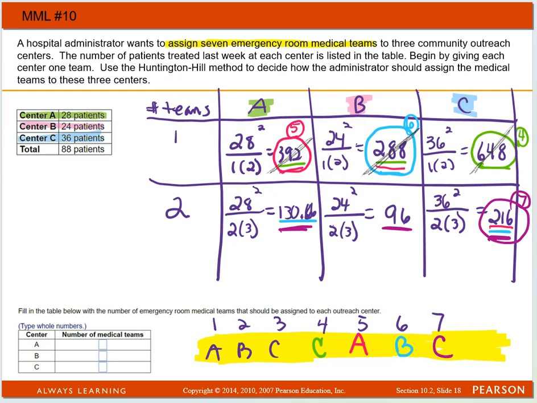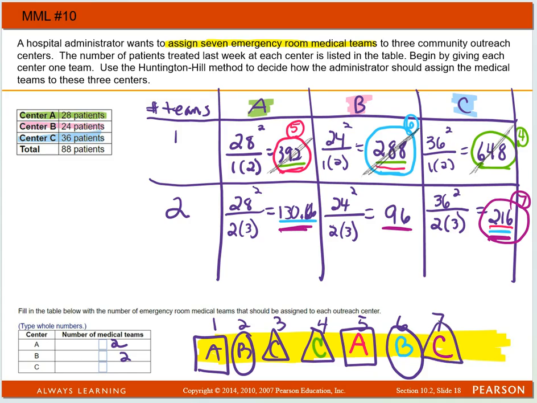All right, so how do I want to do this? So many colors. I think I'll use shapes this time. If I look at A, there are 2 teams that go to A, so there'll be a 2 in that box. For B, I've got a B here and a B there. That's 2, so there'll be 2 teams that go to center B. And then you've got a C and a C and a C, 3 C's. So 3 teams should go to center C. And that is number 10.